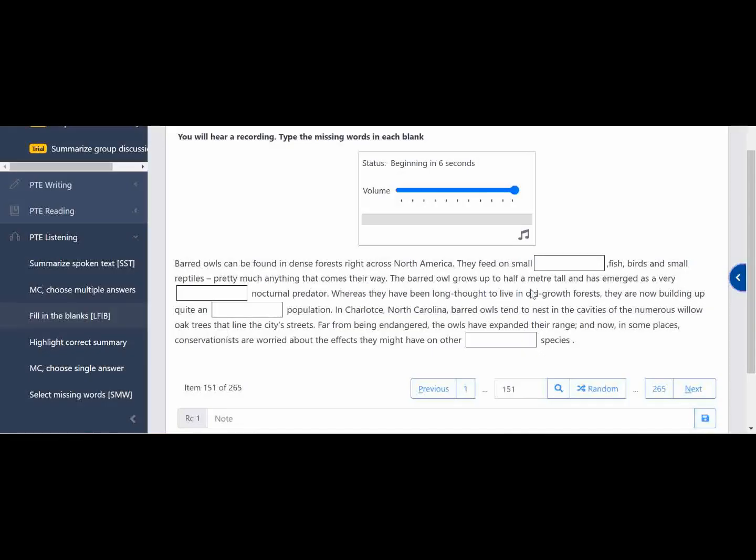Next one. Only 4 blanks. Keep your cursor here.